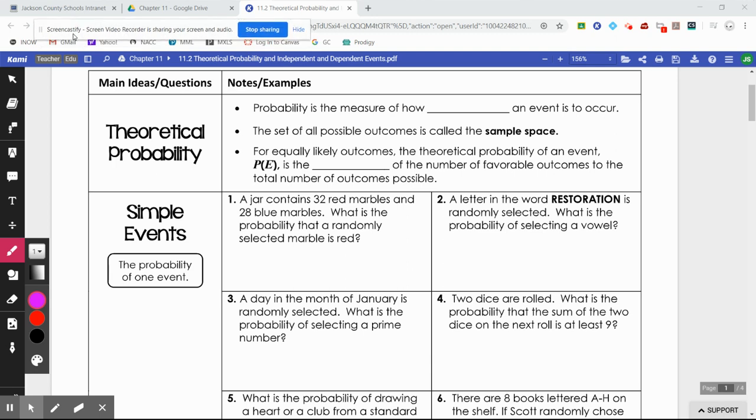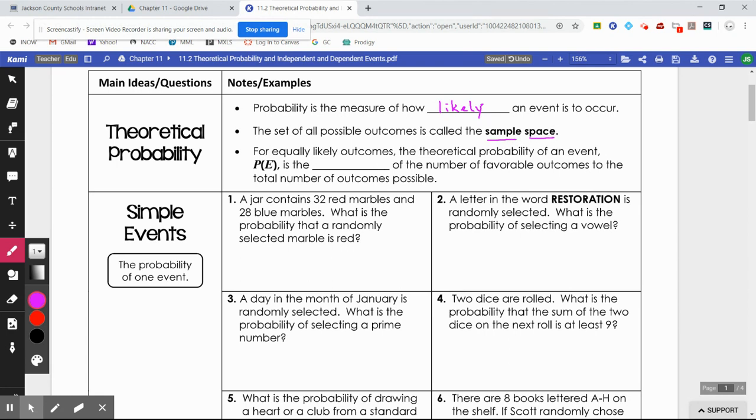Okay, on today's video, we're going to be talking about theoretical probability, or just probability. And first off, let's define probability. Probability is the measure of how likely, or the chances that something's going to happen. The set of all possible outcomes is called a sample space.